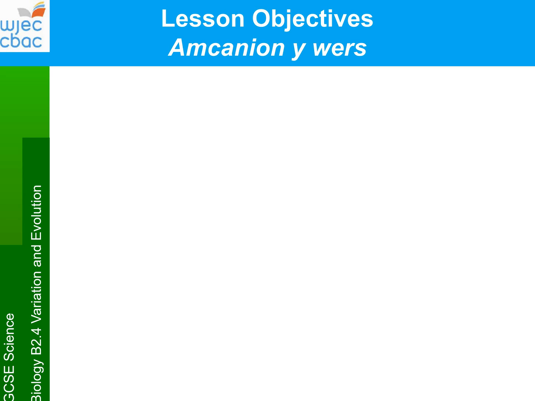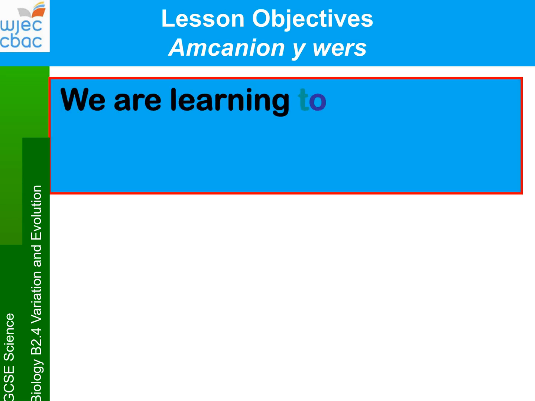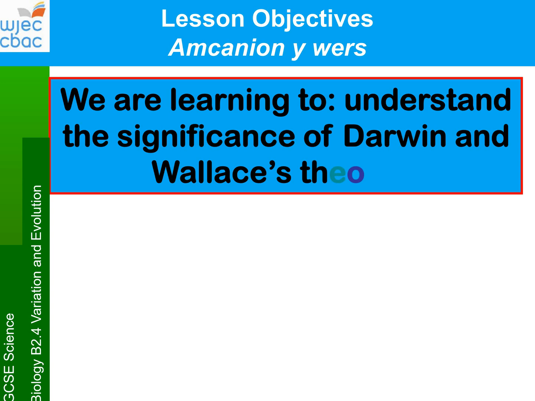In this lesson we're going to continue talking about natural selection, but particularly talking about Charles Darwin and a little bit of the history and what was involved in his theory and the problems as well that he experienced. So the lesson objective today is learning to understand the significance of Darwin, and we mustn't forget as well the Welshman Alfred Russel Wallace, his theories with Darwin that they made together.